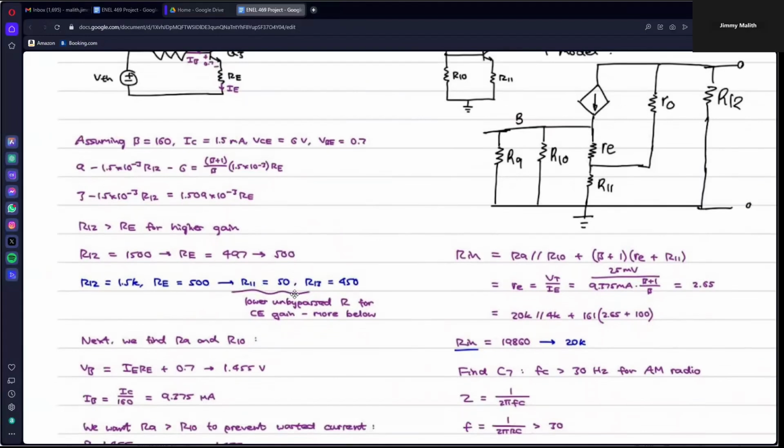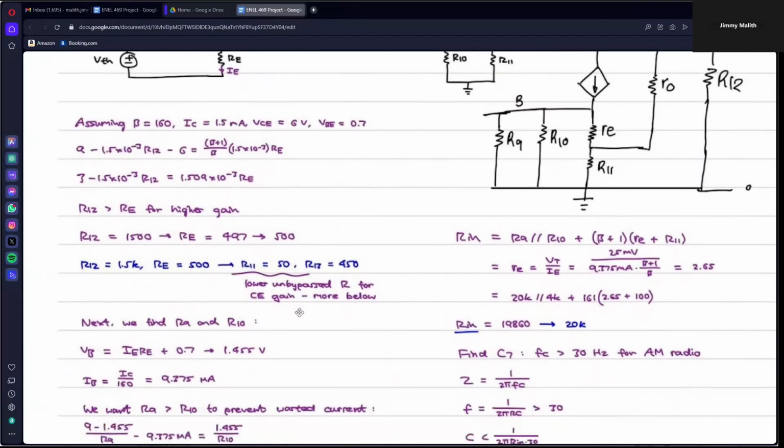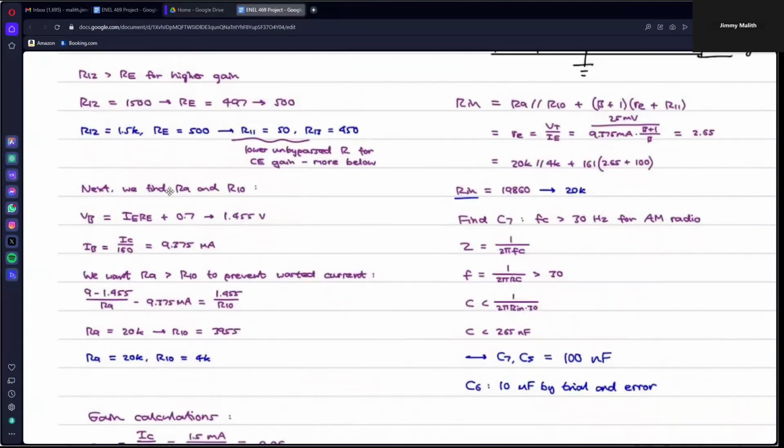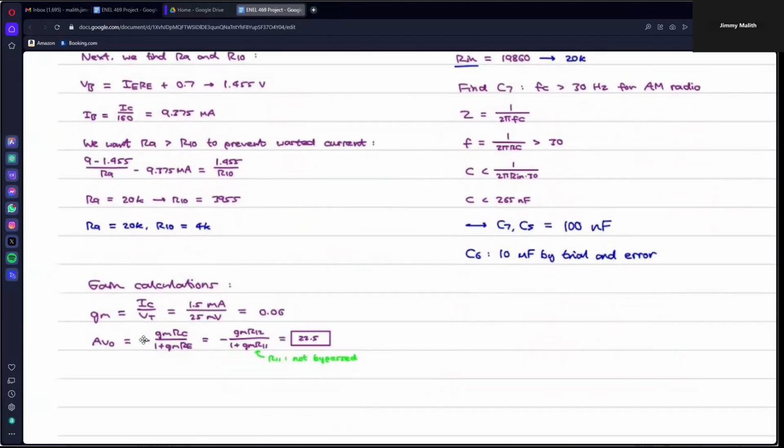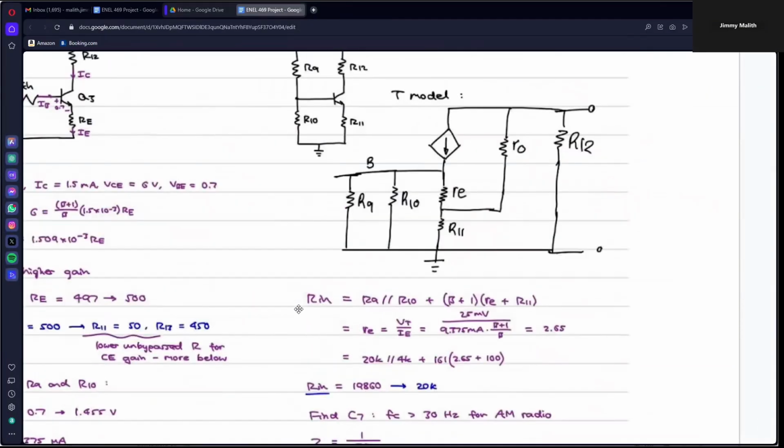And we decided that we want R11 to be smaller because it's the unbypassed resistor, so we want more collector emitter gain. Then we find R9 and R10, and we want R9 to be greater than R10 so that we limit the amount of current that drains through the bottom resistor. Here are our gain calculations for gm and Avo, our no load gain. This is the AC analysis.